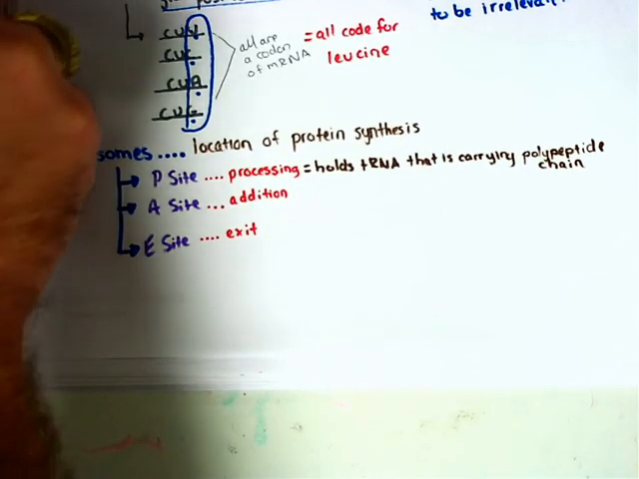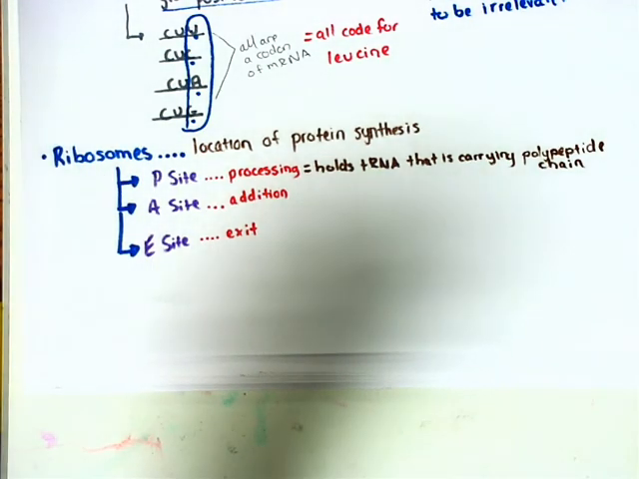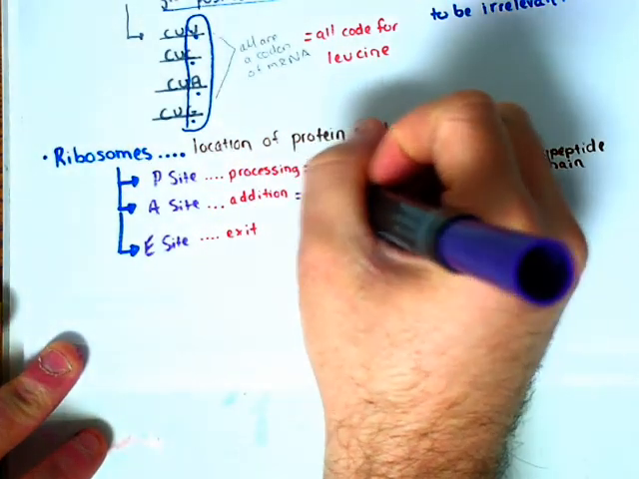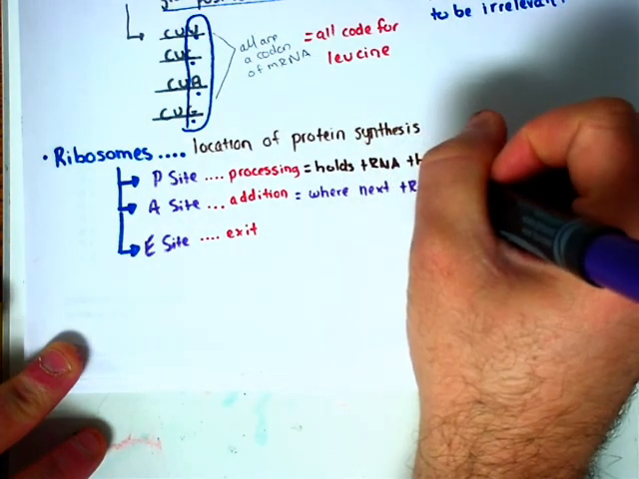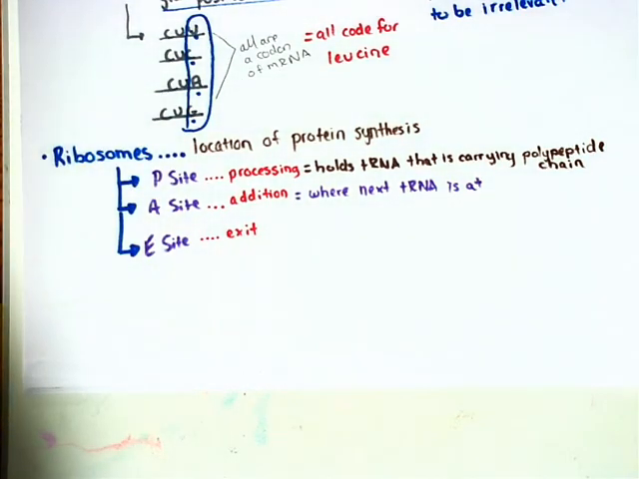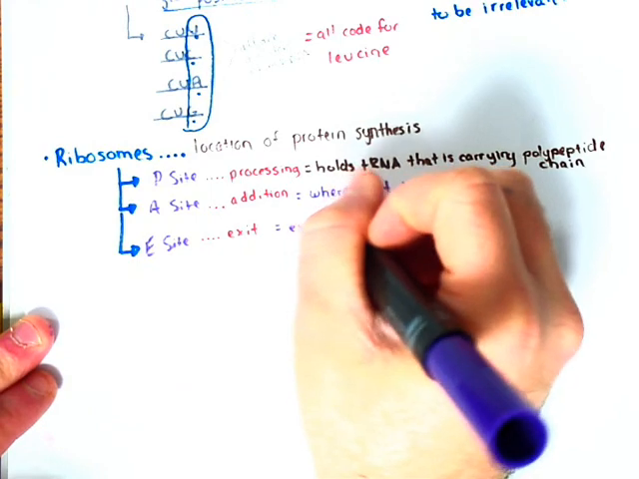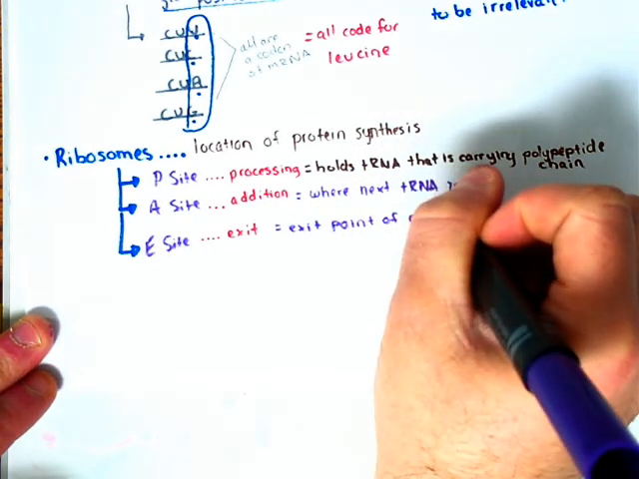There's the A site, which is going to be the location of the next amino acid, the next tRNA molecule. So this is where the next tRNA is at. And the E site is going to be the exit point of the empty tRNA.